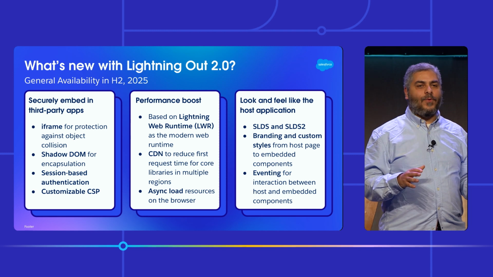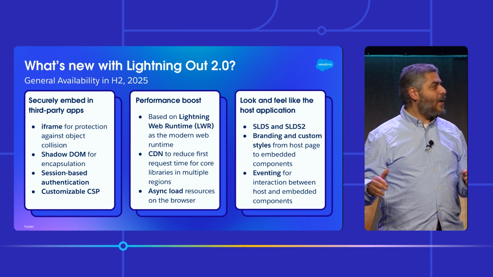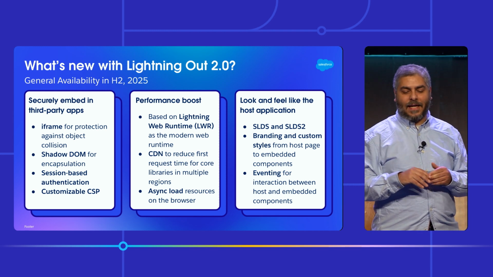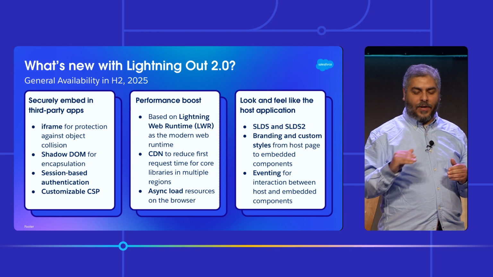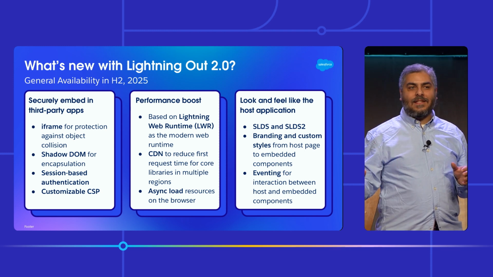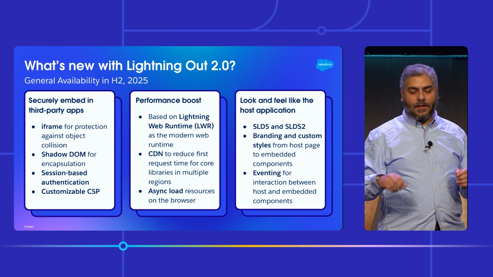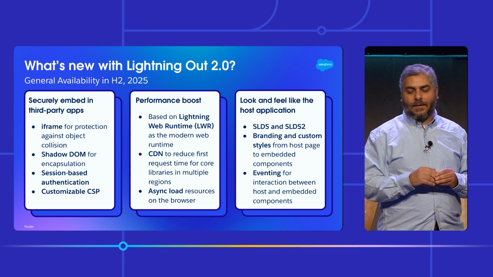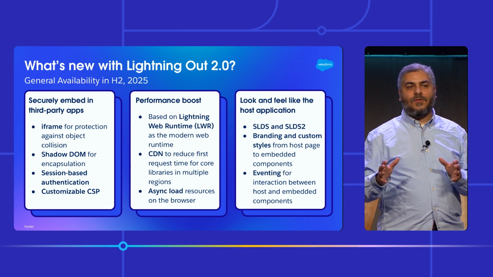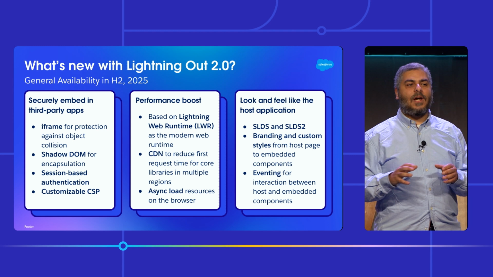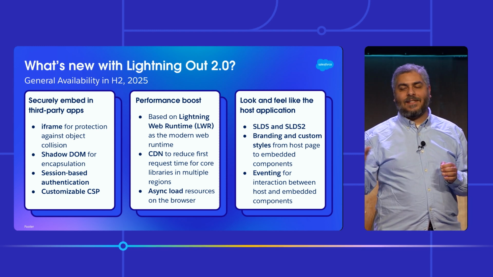We have also been focusing on performance boosting, so we're building it in Lightning Web Runtime. Greg is going to talk more about that next, which is actually giving much better performance than the current web framework. Also, we're using CDN to speed up the fetching of the components from the caching and async loading to do that. Last but not least, Lightning Out gives you the ability to customize your components inside the Salesforce to match your host using SLDS or SLDS 2.0.